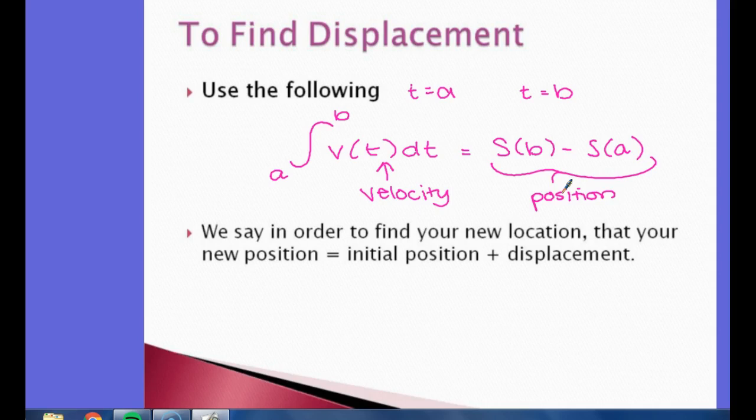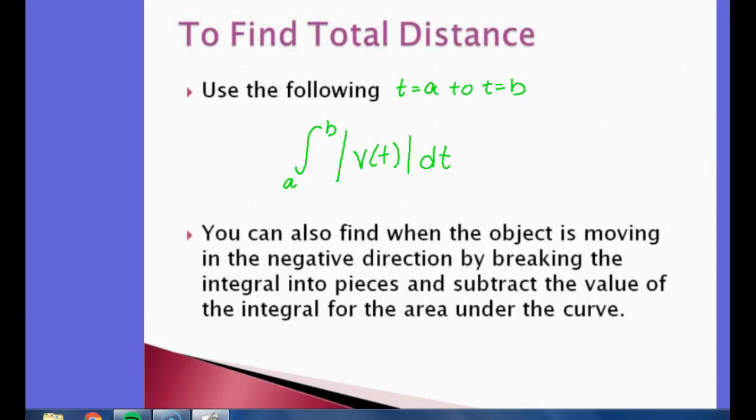We say in order to find your new location that your new position equals your initial position plus displacement. So again, this represents the displacement. This is where that plus C kind of tags along. And that plus C is like your initial condition. You don't see it necessarily, but that plus C is kind of like your initial position. So that's what this formula right here is talking about.